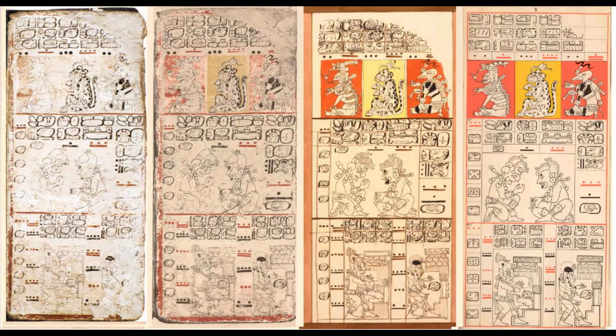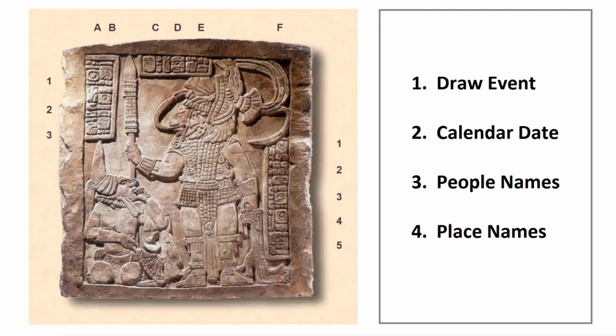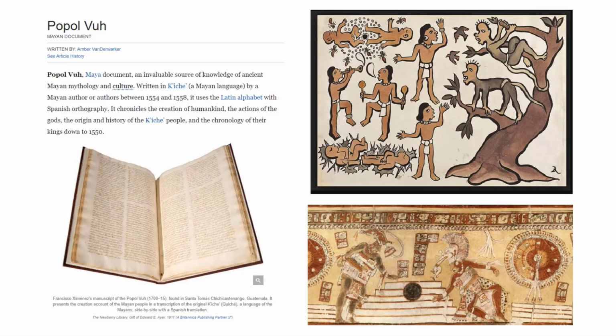You've seen these pages from page 8 of the Dresden Codex, and you can see the different versions of them, and you see how there's an image with glyphs that explain that image. You now know that they often draw an event, add the calendar date, put people's names and the place names all on one single glyph so that you can have an entire story told in one little square.